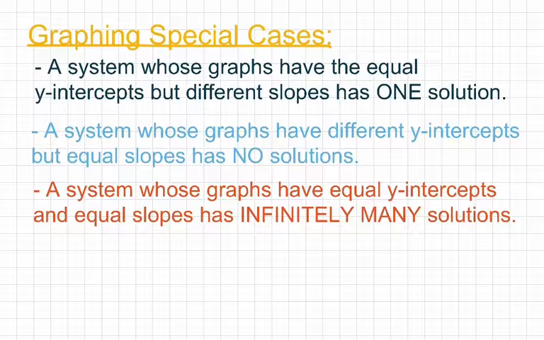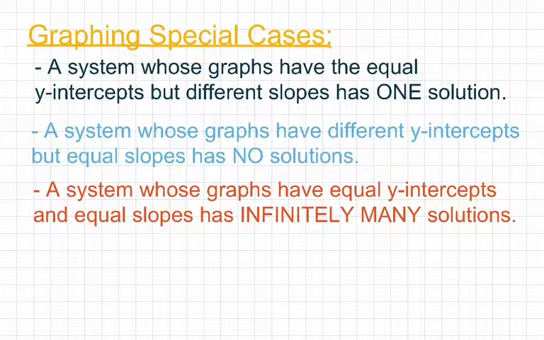So if you have a system whose graphs have equal y-intercepts but different slopes, it's going to have one solution. Anytime you have different slopes, you're going to have one solution. It doesn't matter if the y-intercepts are equal or not. If your slopes are not equal to each other, you're going to have one solution. You'd graph those two equations and find the single point where the two lines intersect. That will happen every single time your slopes are not equal to each other.